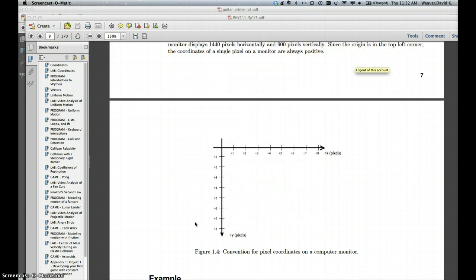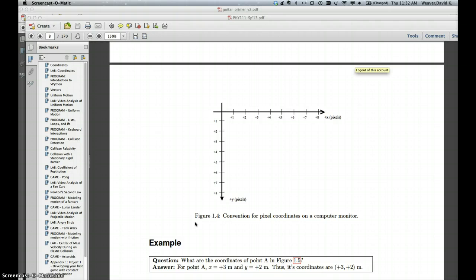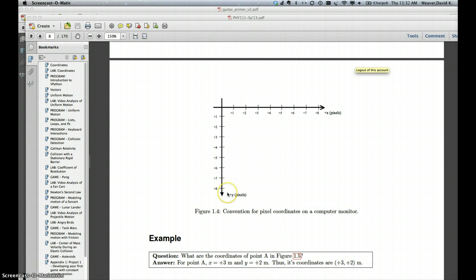Now he talks some about computer conventions, and there's no question that some computers are oriented such that the upper left-hand corner is the 0 and down and to the right is positive. But then you'll also notice once we start doing some video analysis that in most video analysis software, the bottom left-hand corner is 0, or 0, 0, and up and to the right are positive.